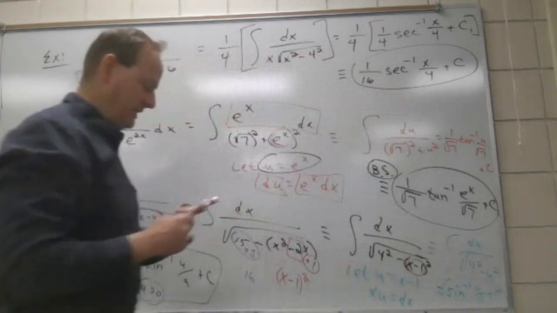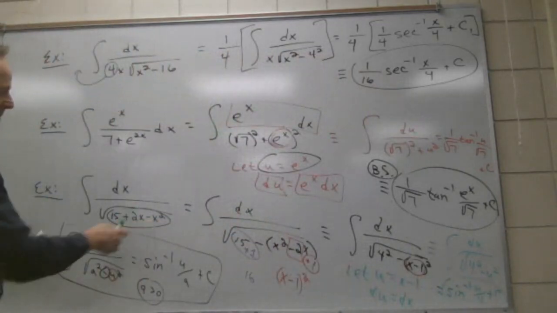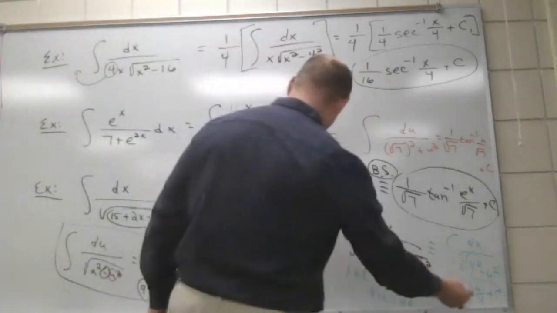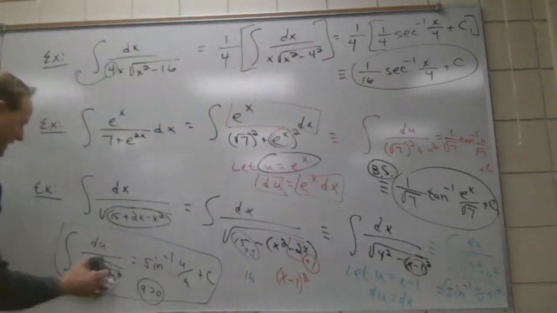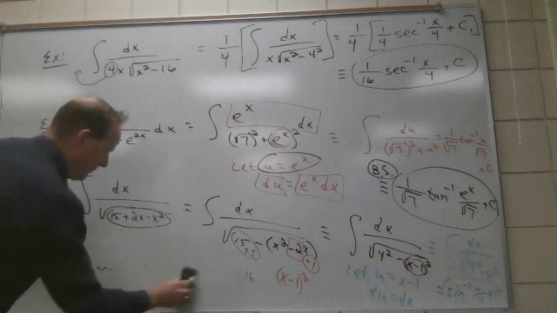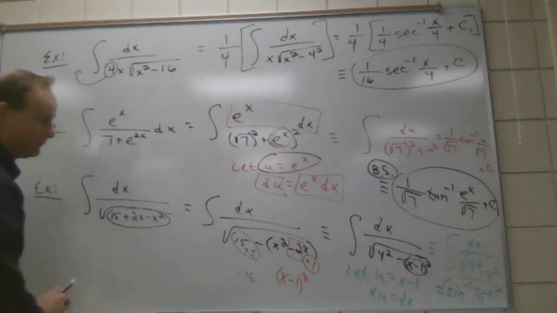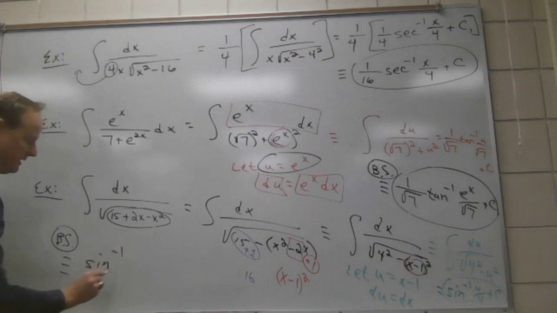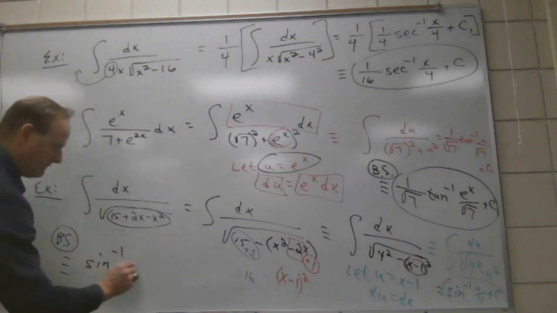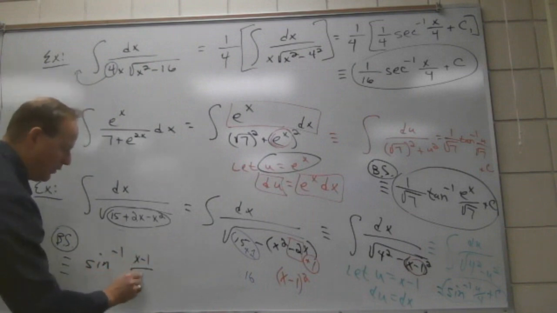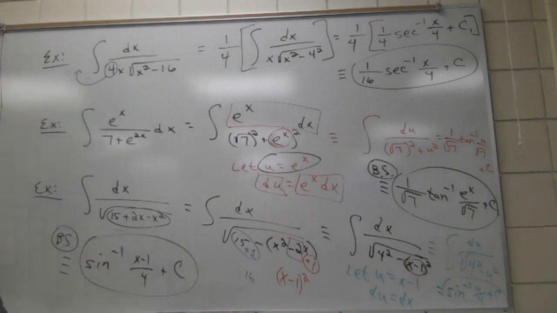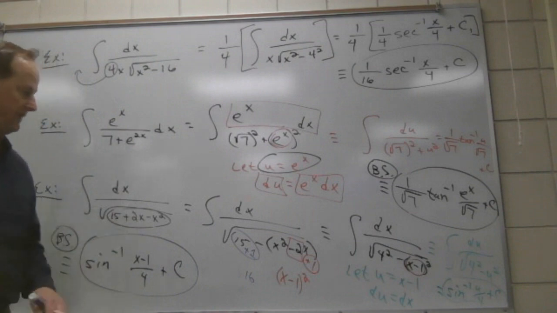Now, that's not the final answer because what was our original problem? Our original problem had x's in it, right? So I need to back substitute. And when I back substitute, I'll come over here since we're running out of room there. This is equivalent, with back substitution, to arc sine of, instead of u, x minus 1 over 4, and then plus c. So that would be the answer to this antiderivative here.